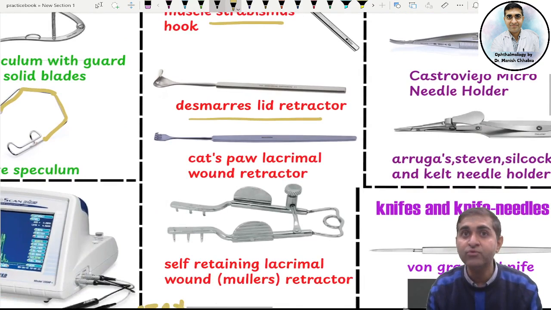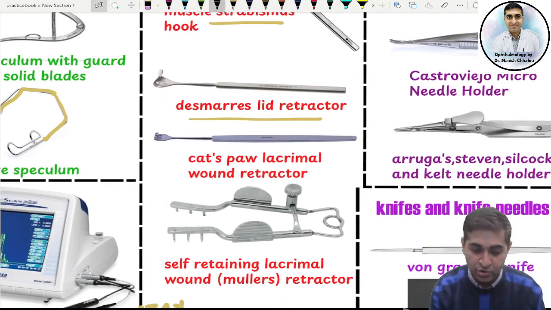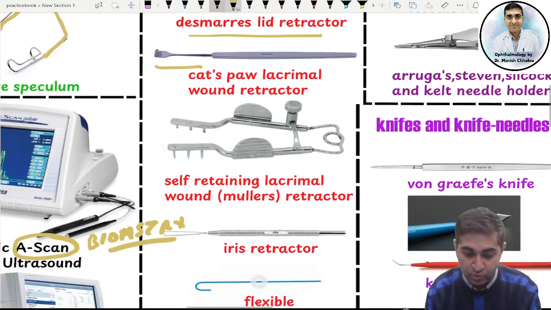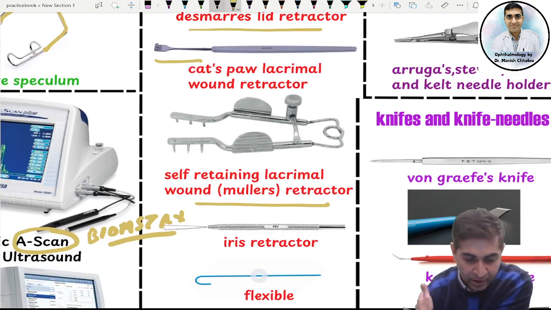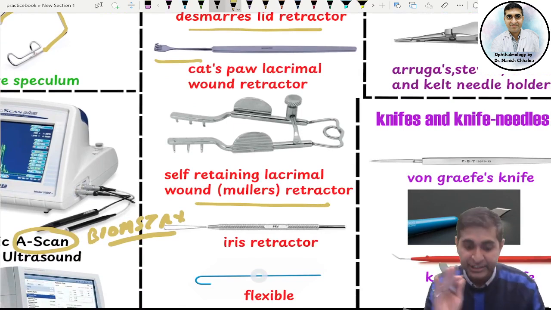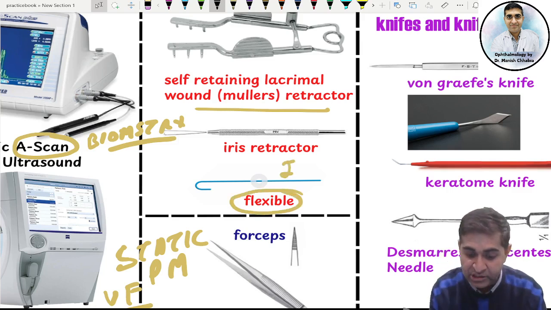Cat's paw lacrimal wound retractor, when you give an incision here, you need to retract it, so you use the cat's paw lacrimal wound retractor. So this is again a self-retaining retractor. Then iris retractor, you want to retract the iris. This is your iris hook, flexible iris hook.